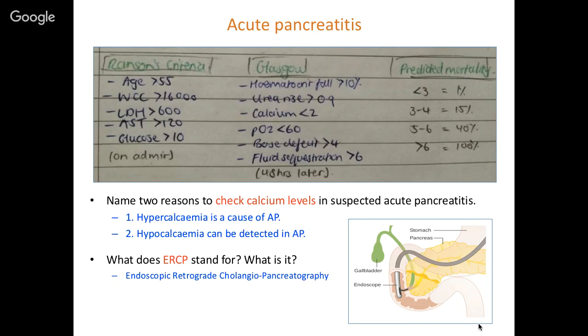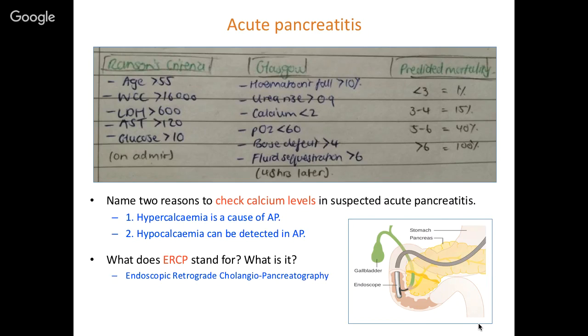Yeah, saponification. Pretty much what happens is you get leakage of a lot of these pancreatic digestive enzymes, and that can have a lot of effects on the body, one of which is it acts on the fat cells. The digestive enzymes break the fat down into fatty acids, and those fatty acids combine with calcium. So the body says, hang on, where's all the calcium gone? And then you get hypocalcemia, when actually it's just bound.